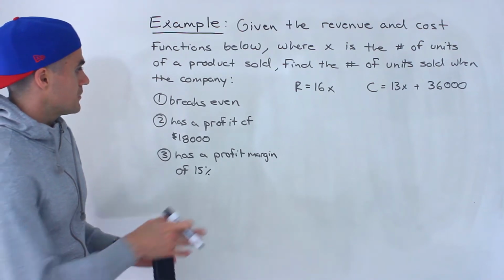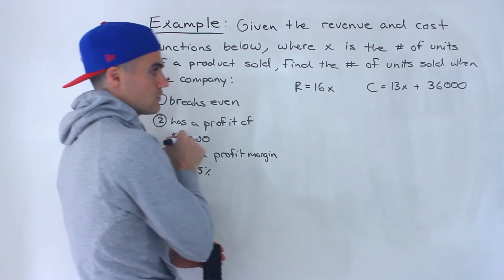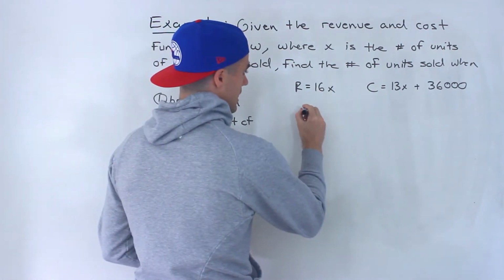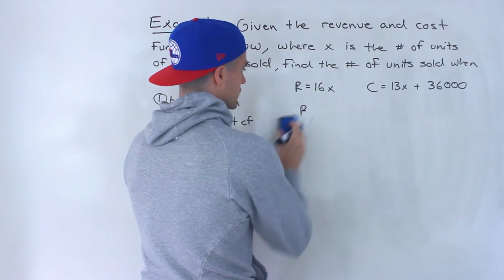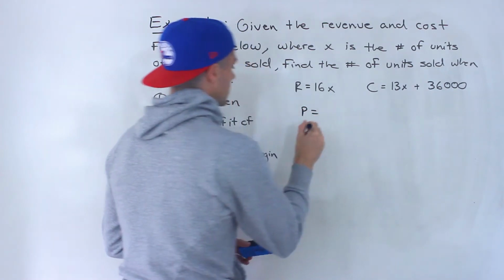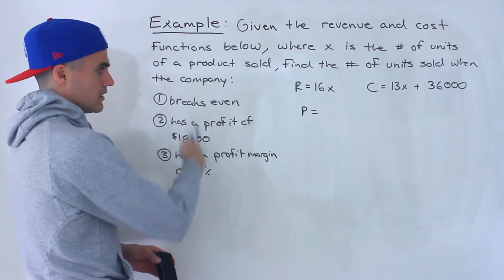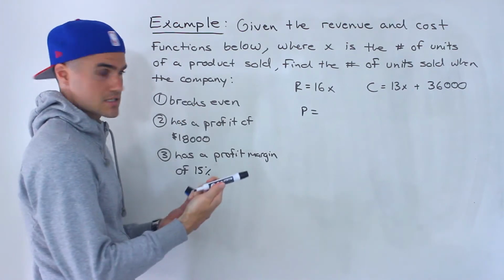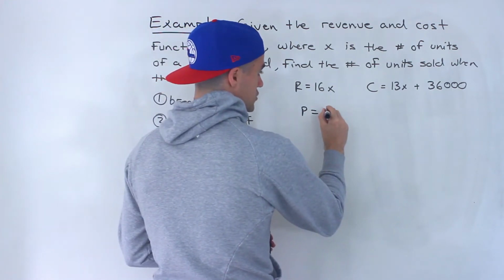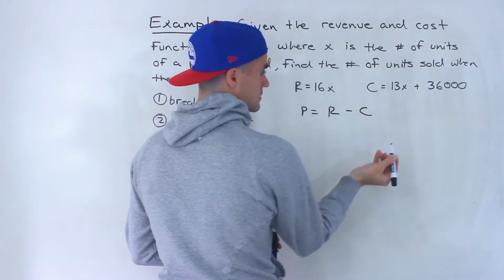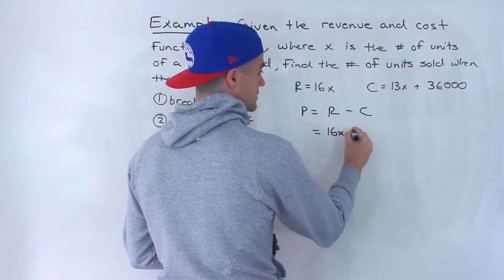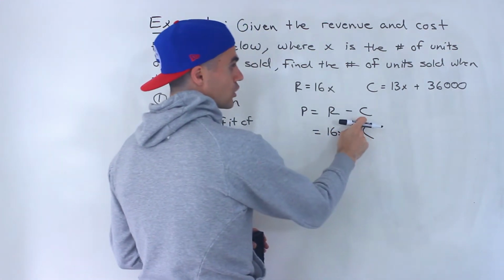So first thing I'm going to do before getting into the specific scenarios is take this and create a profit function. You don't necessarily have to, but because I feel like we're going to be using profit multiple times in these scenarios, let's just create a function for it. And we know profit is what? Just in general, it's revenue minus costs. So we could take the revenue function, 16x, and subtract the cost function.